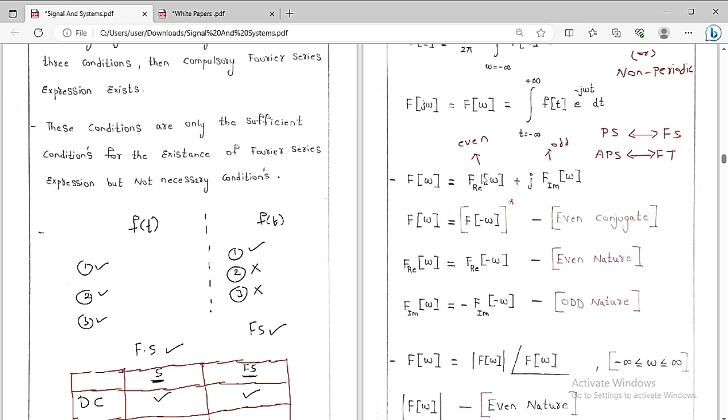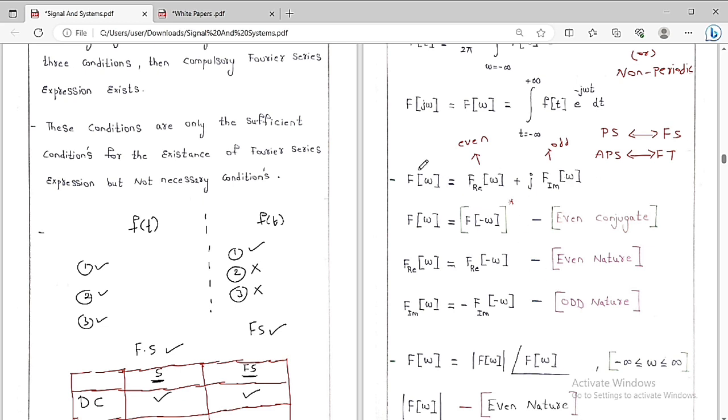So we can say F real of minus omega is equal to F real of omega, and F imaginary of minus omega is equal to minus F imaginary of omega. So the real part of omega is always going to satisfy the even nature, and the imaginary part of omega is always going to satisfy the odd nature.